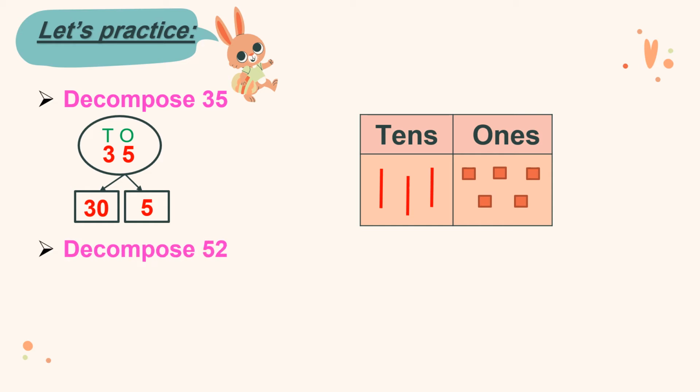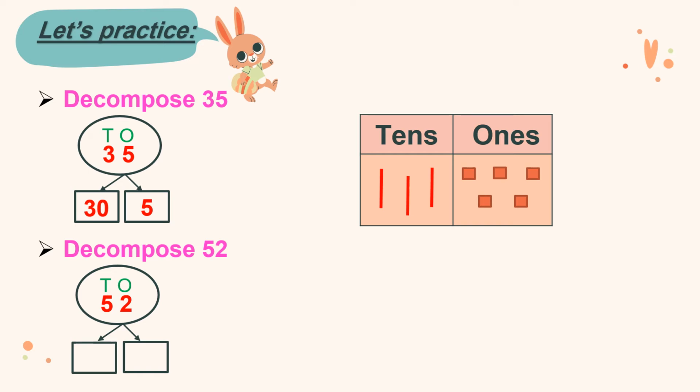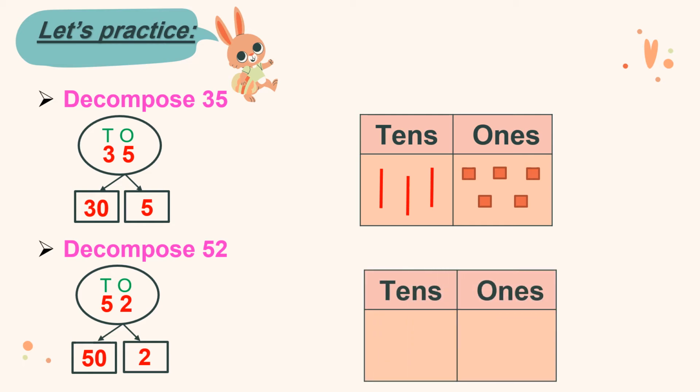Another example, decompose 52. First step, put the places: 2 in ones, 5 in tens. How many zeros in tens? 1. So it will be 50. In ones, how many zeros do we have? Nothing. Put 2 as it is. So 52 equals 50 plus 2. Let's draw sticks in tens, small squares in ones. In tens, how many numbers do we have? 5. So we will draw 5 sticks. In ones, 2. So we will draw 2 small squares.